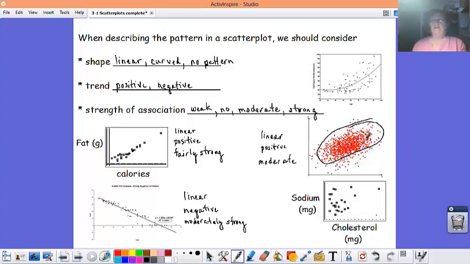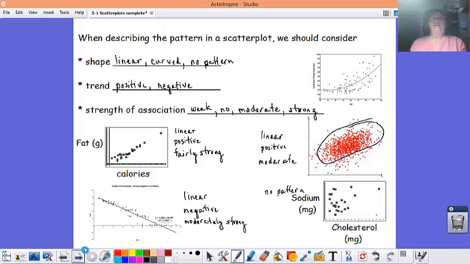And the last one that I have down here, cholesterol on the x-axis versus sodium, I truly do not think that I see a pattern there at all. So I would say that there is no pattern here, or another word you could use there is scattered. The trend, there is none. And the strength of association, if I'm saying there's no pattern, then I'm saying there is no association there. And that's just my opinion again.